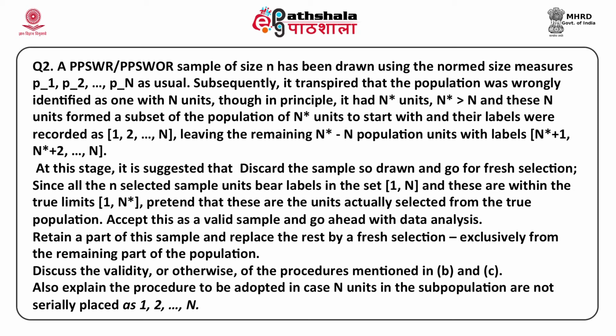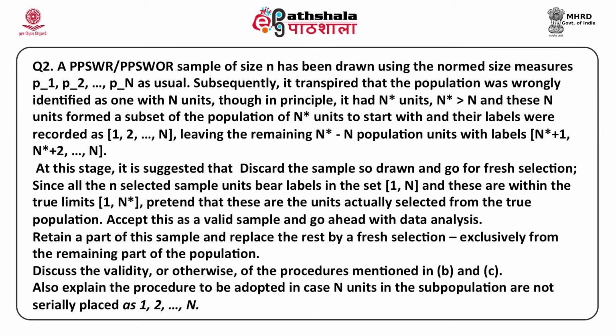The one is very easy, discard the sample and there is no challenge there. Other one says, since all the units have been selected within the limit, you retain them as if nothing has happened, and then you go ahead and do the data analysis. The part C says that retain a part of this sample, all of them are captured here, but ideally you want small n, you can think of a proportional break of small n into N and N star minus N. Is that okay? You think of a proportional break of small n in that proportion, a breaking of small n.